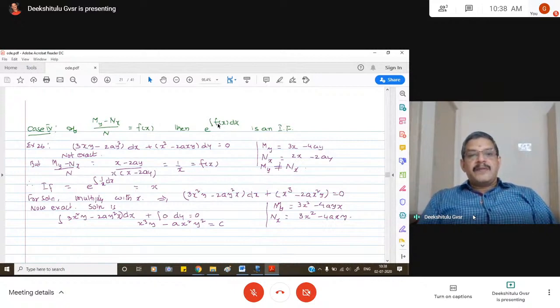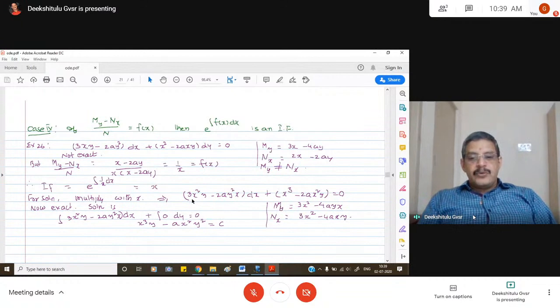So you will be getting 1 by x, which is a function of x alone. So then e power integral f of x dx is the integrating factor. So e power integral 1 by x dx is e power log x, that's the same as x. So multiply the equation with x: (3x square y minus 2axy square) dx plus (x cube minus 2ax square y) dy is equal to 0. This is the new equation after multiplying with the integrating factor.